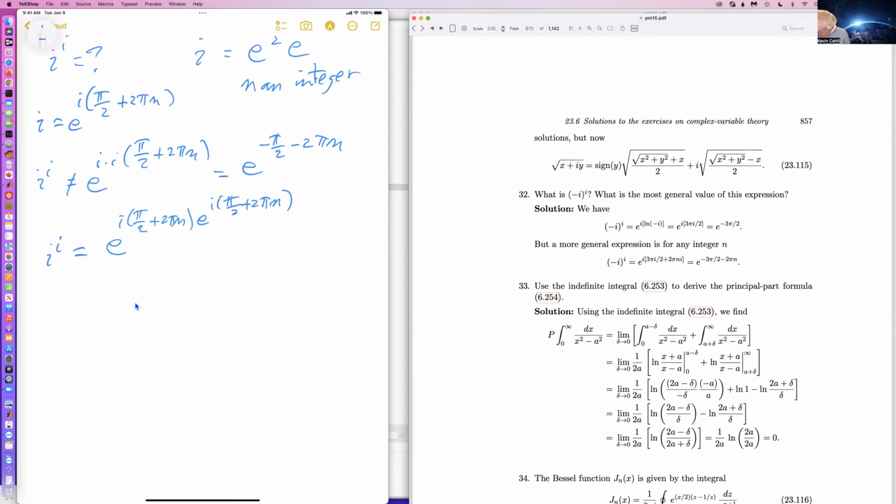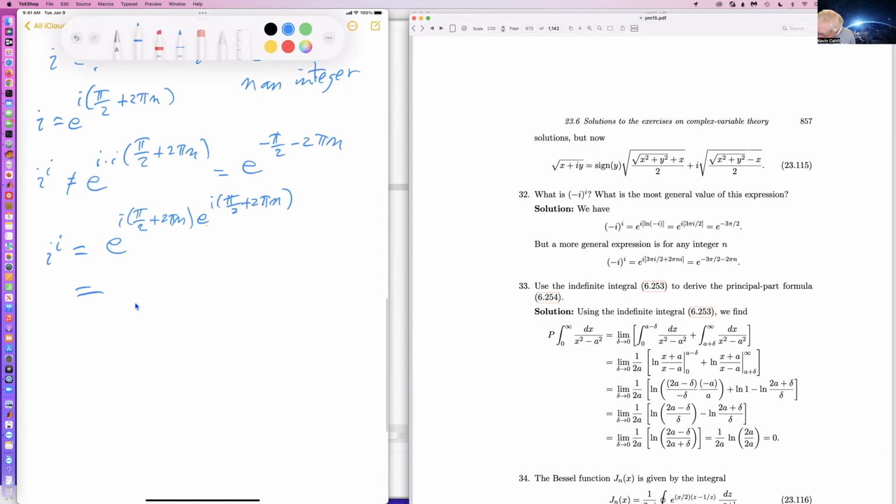Right. And actually, the answer I originally gave was correct. In fact, you see this thing here, e to the i 2 pi n, that just comes out to be what I said it was. So there wasn't any mistake there. Let me get back to this. So it's actually this one, e to the i squared times pi over 2 plus 2 pi n, which is, as I said, e to the minus pi over 2 minus 2 pi n.